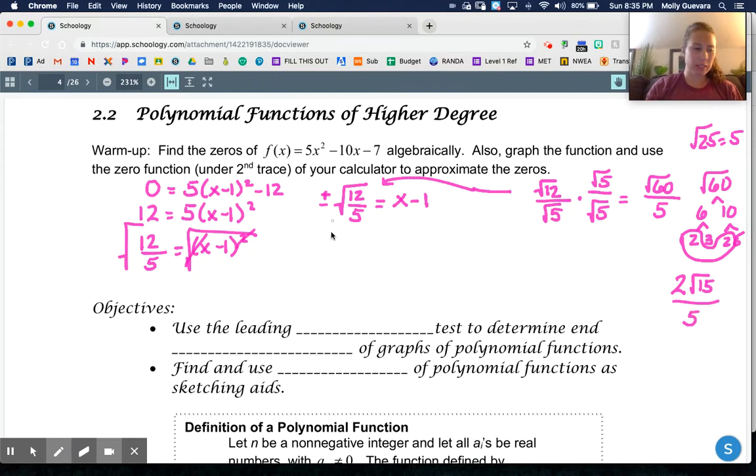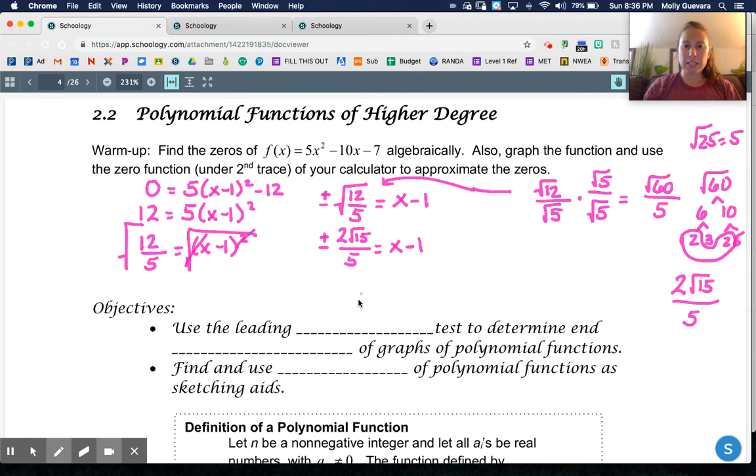So hopefully that makes sense, how we got that. So the square root of 12 over 5 is actually 2 root 15 over 5 equals x minus 1.